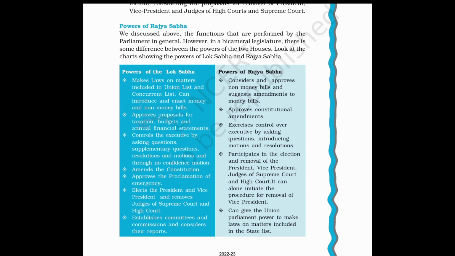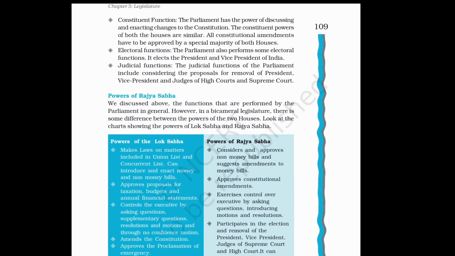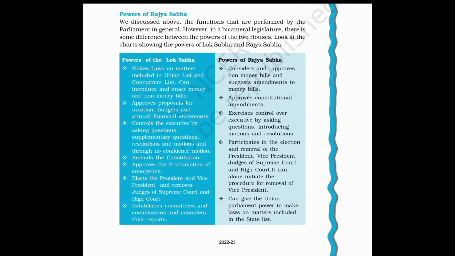Approving the proposal for taxation, budget and financial statements, controlling the executive. I told you about all these modes, we will do them in detail. How? By asking questions, by asking supplementary questions, passing resolutions, introducing motions, and also through mainly the no confidence motion. Amending the constitution, approving the proclamation of emergency. So we have a separate chapter here. Then electing the president and vice president and removing. This I taught you above. Then also removing the judges of the Supreme Court and High Court, establishing committees and commissions and considering their report. So what are parliamentary committees? We will see again as a separate topic later.